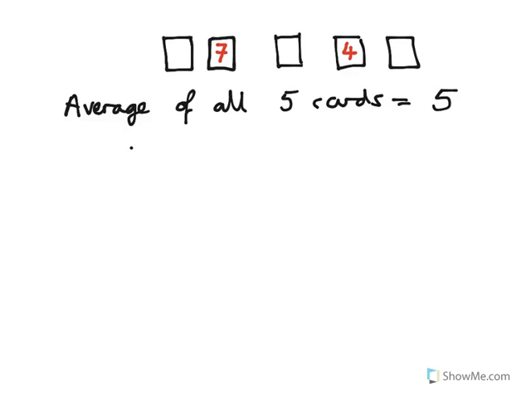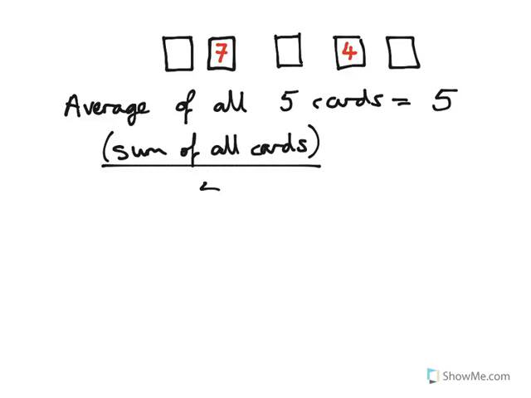Well, that would be that the sum of all cards, so if we add up all the numbers on the cards and divided it by 5, the number of cards, we would get the answer 5. So let's move this 5 over to the other side of the equation then. How do we do that? Well, if we multiply both sides of the equation by 5, so let's times this side by 5 and this side by 5.